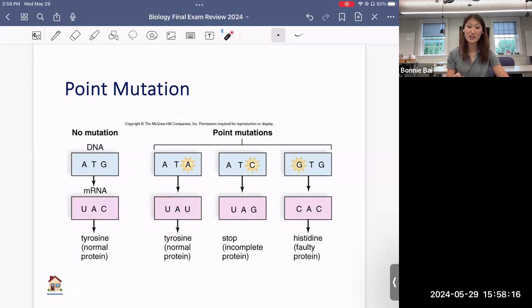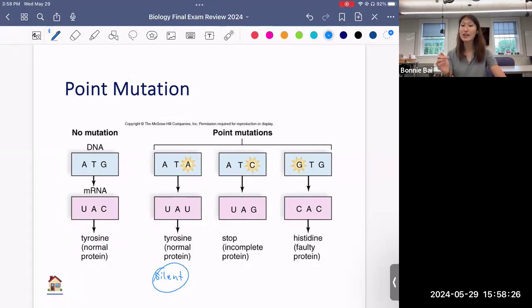So this is a point mutation. And if you look at the codon chart, you'll see that it's still tyrosine. So this is actually a silent mutation, because although there is a mutation, it has no effect. The amino acid did not change.